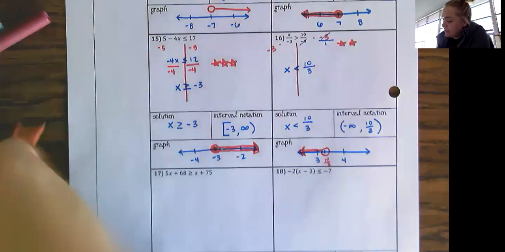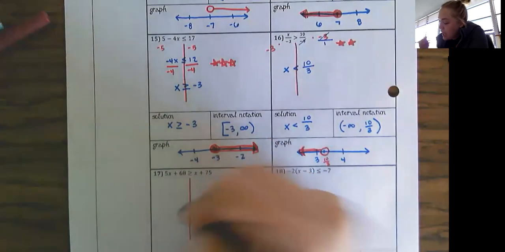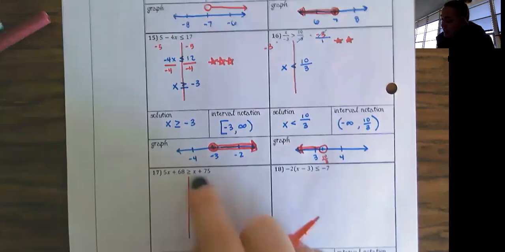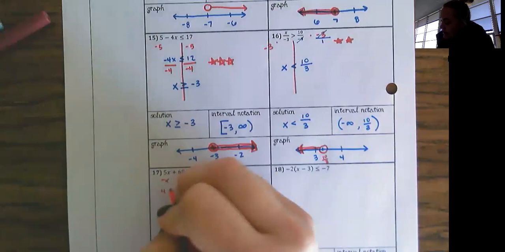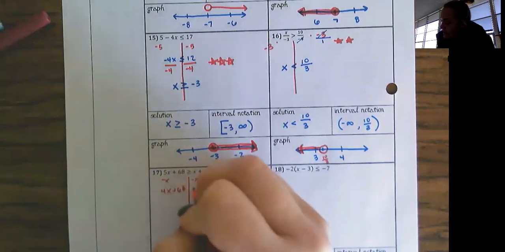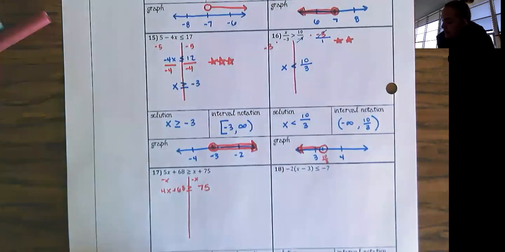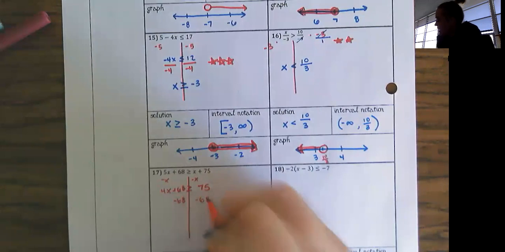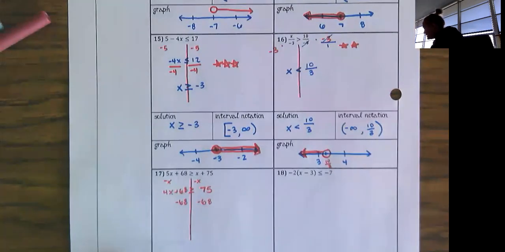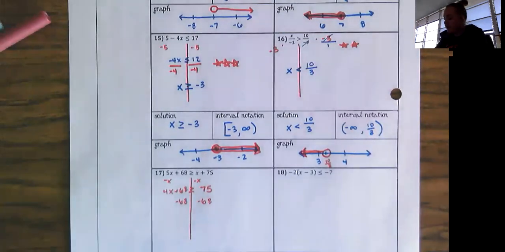Okay, problem number 17. We have x's on both sides of the equation. Let's get those together first. I'm going to subtract x from both sides. I have 4x plus 68 is greater than or equal to 75. Then I can subtract 68 from both sides. And then 75 minus 68 is 7.